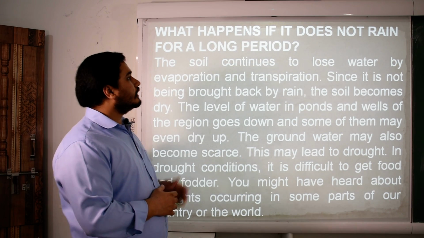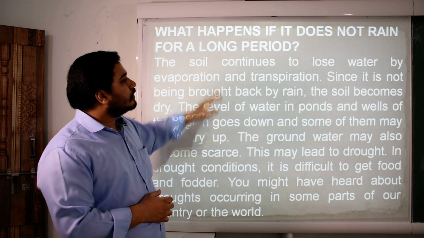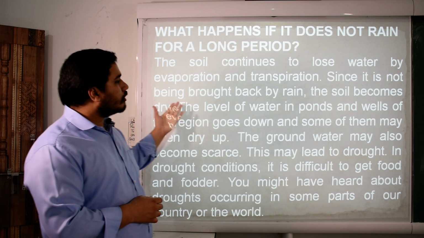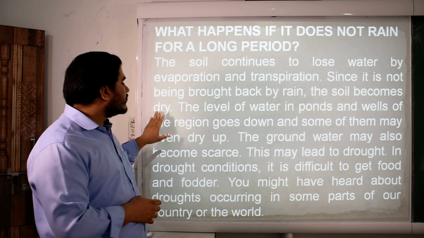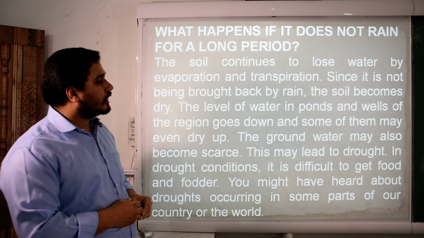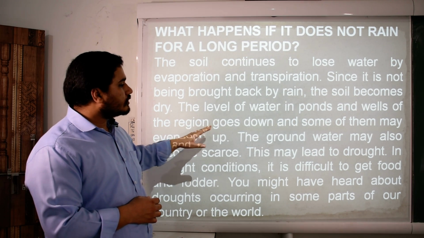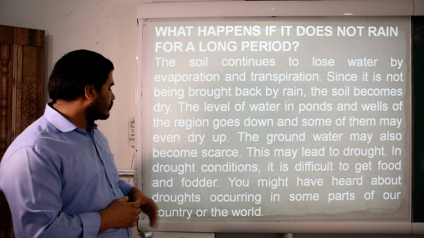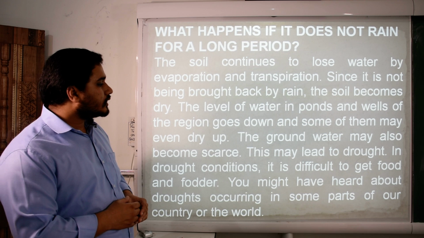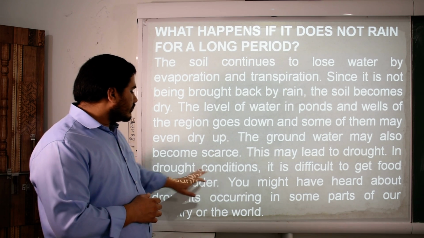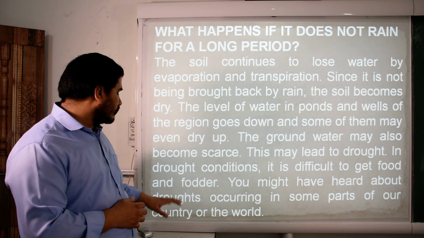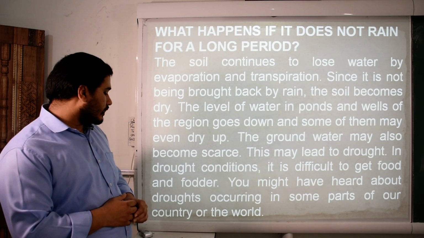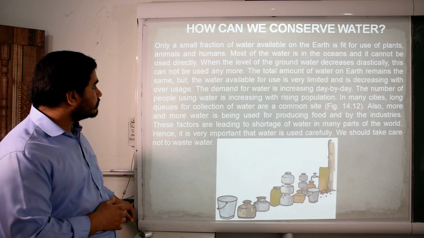Now if there is no rain for a long period, the soil continues to lose water by evaporation and transpiration. Since it is not being brought back by the rain, the soil becomes dry. The level of water in ponds and wells of the region goes down and some of them may even dry up. The groundwater may also become scarce. This may lead to drought. In drought conditions, it is difficult to get food and fodder. You might have heard about droughts occurring in some parts of the country or the world.